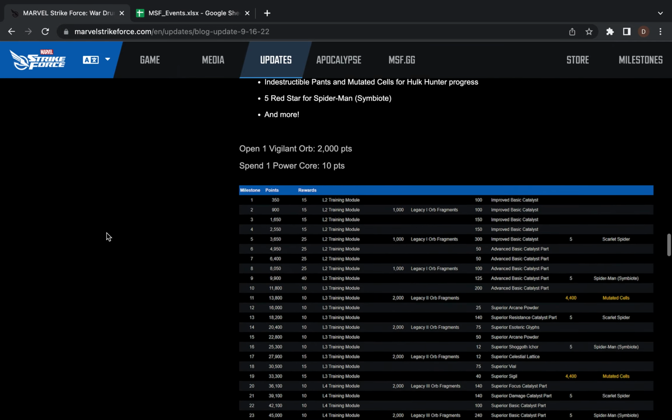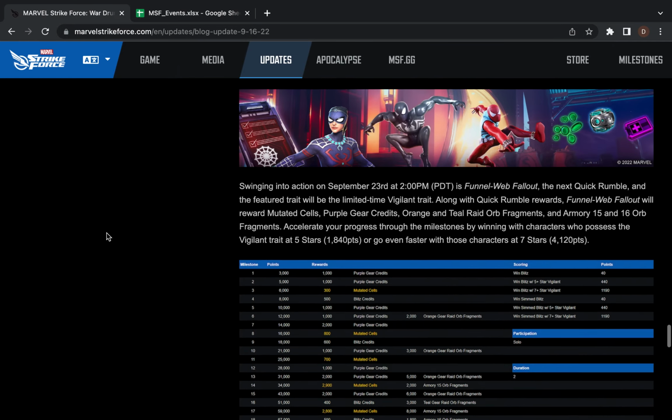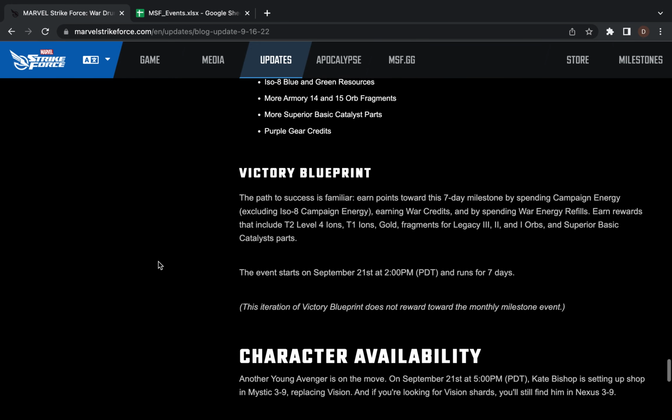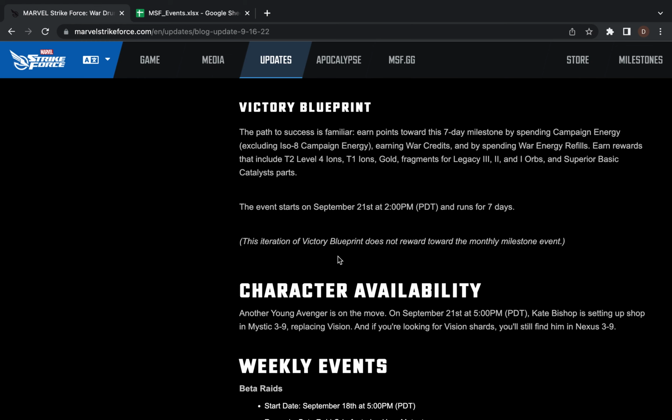Also, there is a victory blueprint coming up. Keep in mind, though, they listed it here, this iteration of Victory Blueprint does not reward towards the monthly milestone event. This was not announced at the beginning of the month, so I'm guessing that this was another last-minute event. It's just free stuff to get. So Ham did mention to start hoarding your war in your inbox. By the time this launches, we should have just finished our third war. So that's usually the amount that we will have.